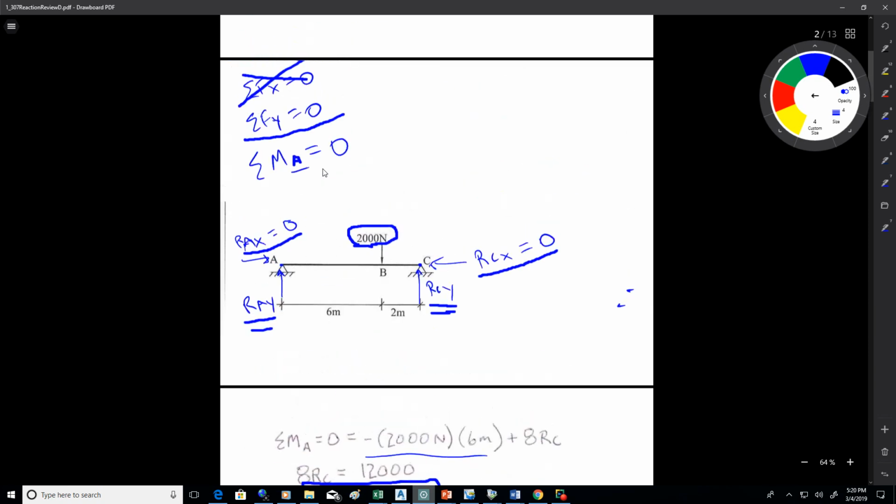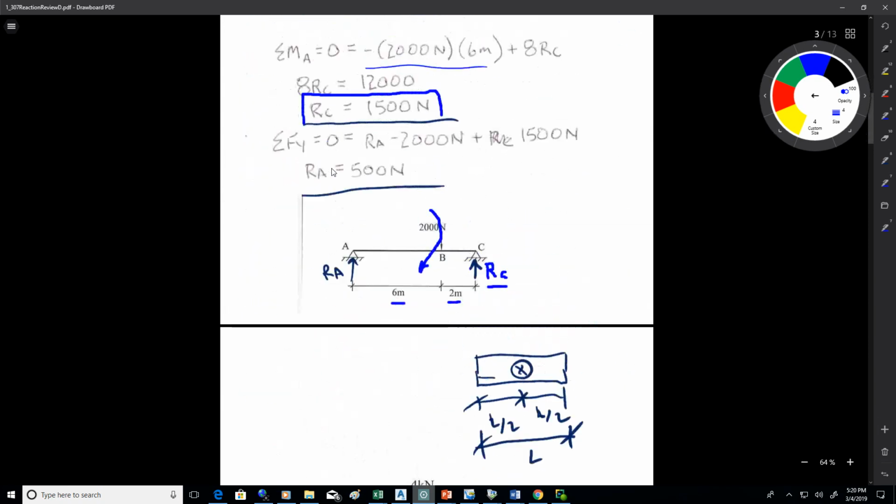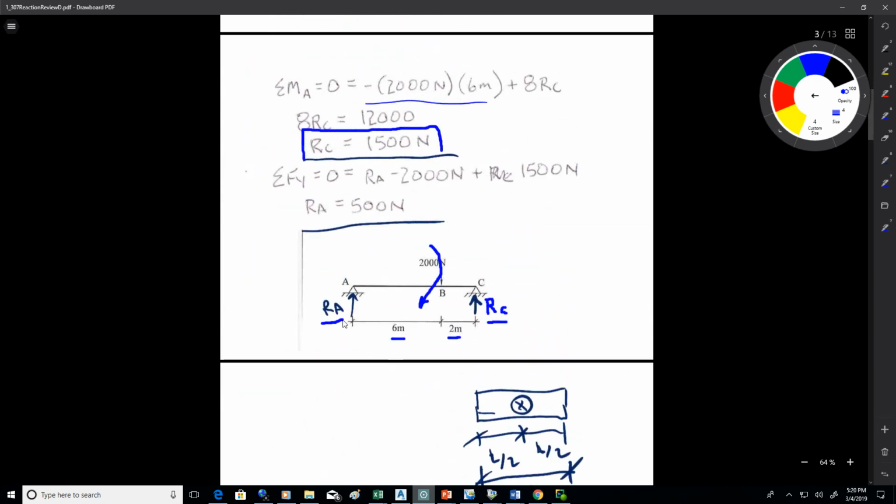Now I've used that moment equation. Now I can use the force equation because I've only got one Y unknown, it's RA. So sum of Fy is 0, RA up minus the 2,000 plus the 1,500, so RA is 500 newtons. Okay, so those are the 2 reactions: 500 at A, 1,500 at C.